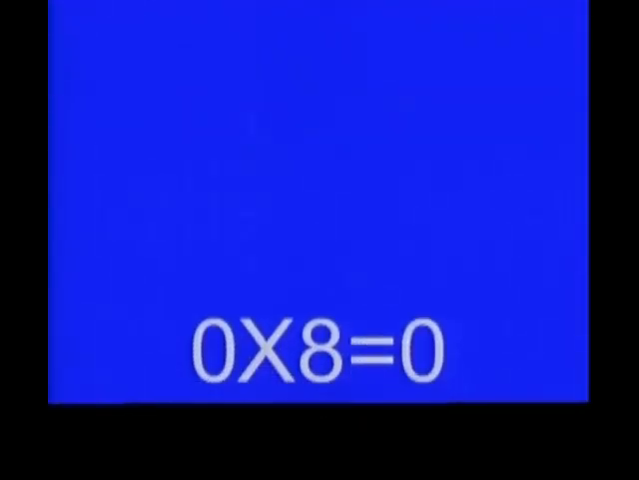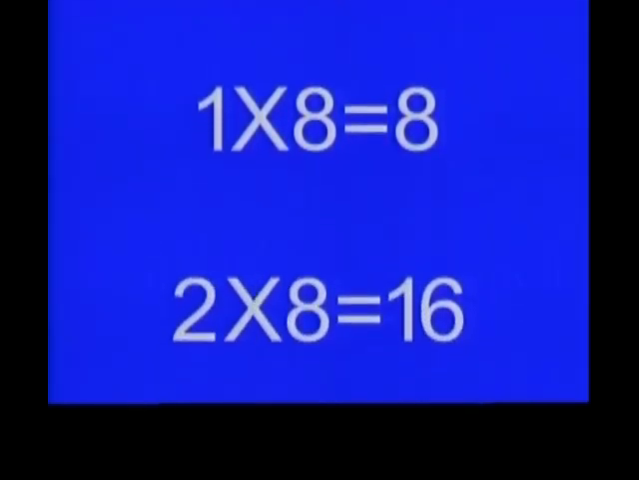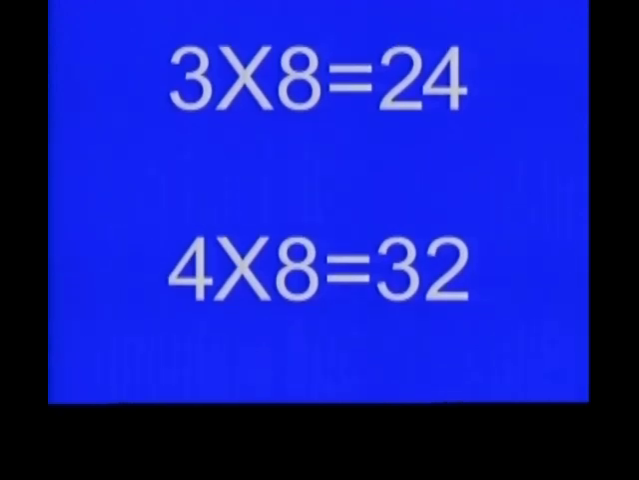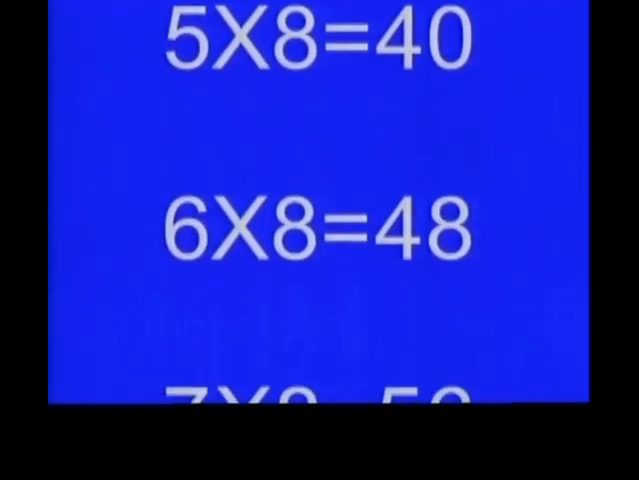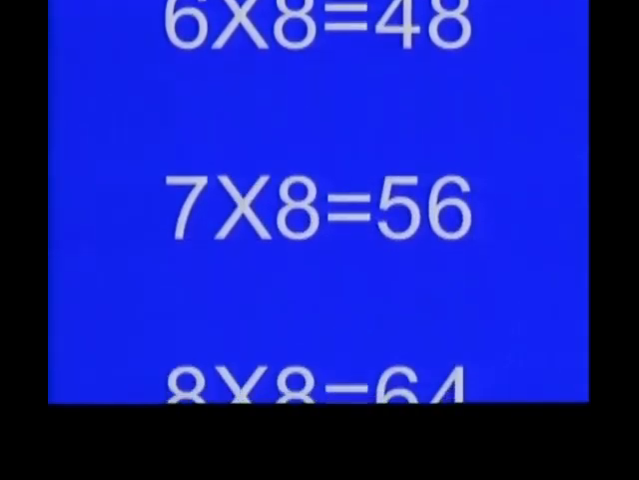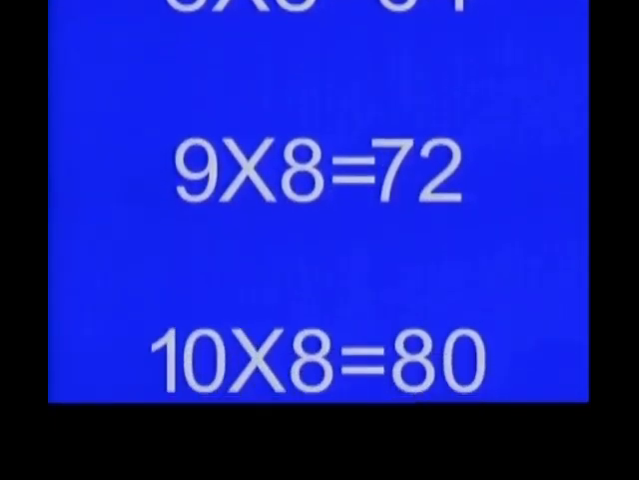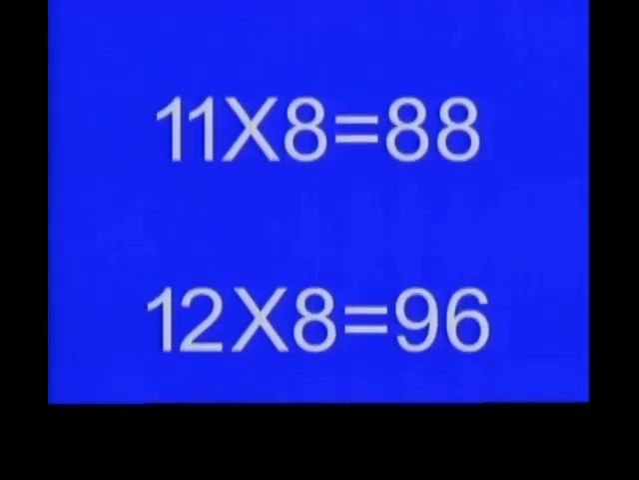0 times 8 is 0. 1 times 8 is 8. 2 times 8 is 16. 3 times 8 is 24. 4 times 8 is 32. 5 times 8 is 40. 6 times 8 is 48. 7 times 8 is 56. 8 times 8 is 64. 9 times 8 is 72. 10 times 8 is 80. 11 times 8 is 88. 12 times 8 is 96.